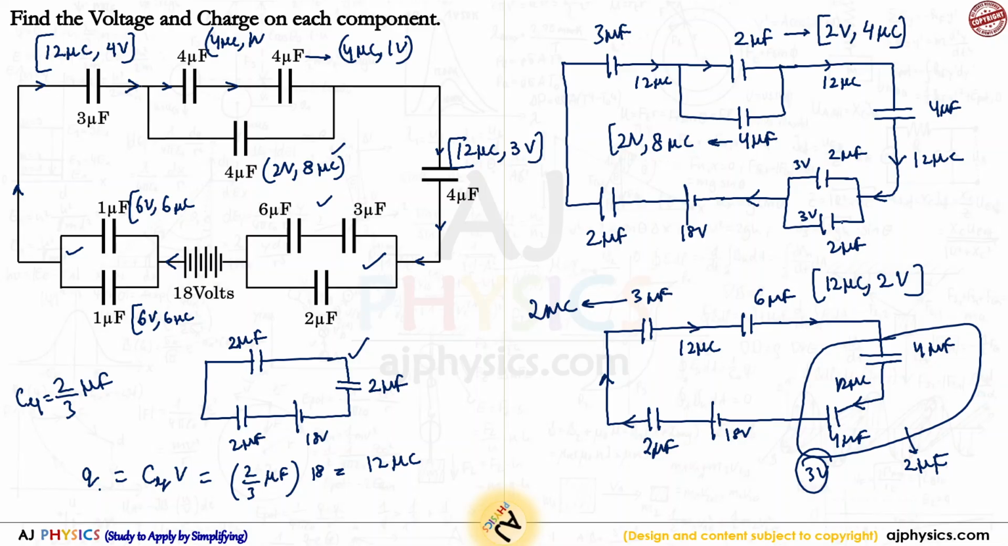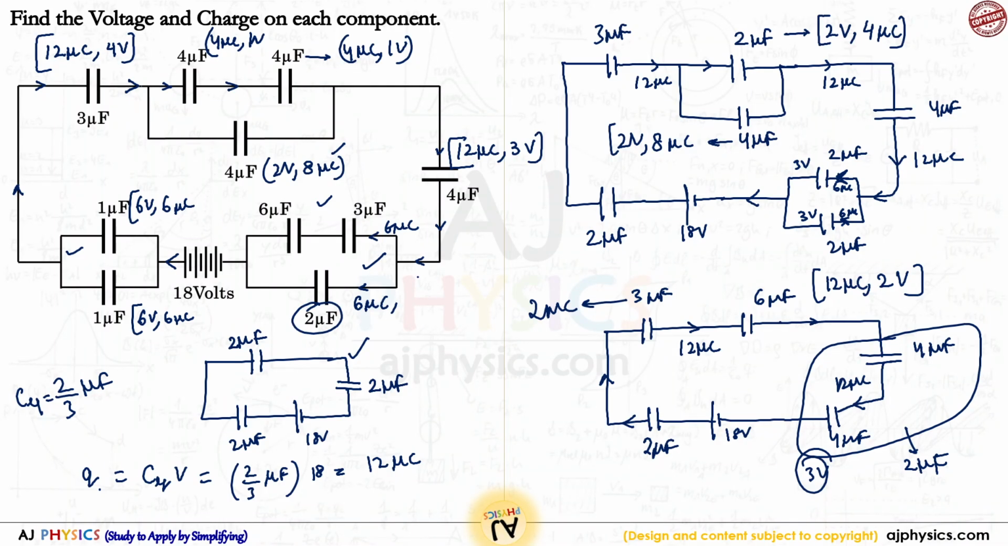Okay. So the charge flowing in this will be 6 microcoulombs, and in this also it will be 6 microcoulombs. I mean in this direction, sorry. Now it enters as 6 microcoulombs here and 6 microcoulombs here. So this is the last step now. You can find the voltage on this one.